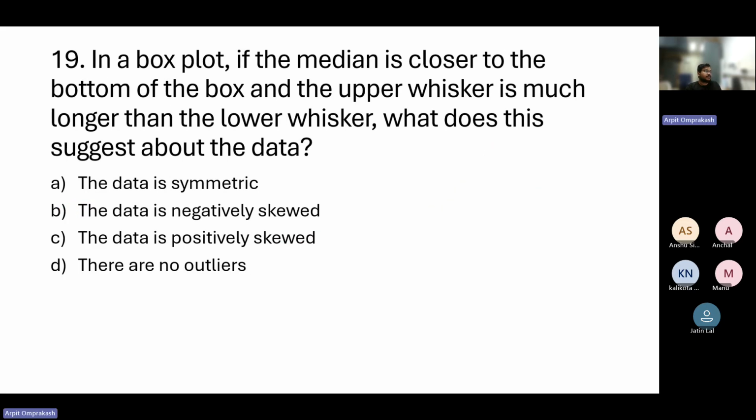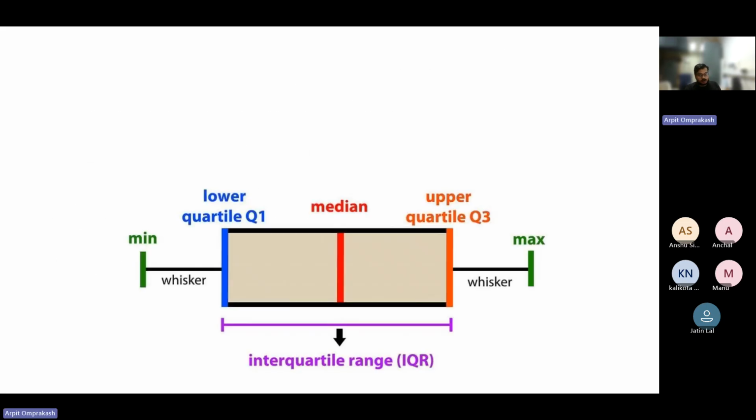In a box plot, if the median is closer to the bottom of the box and the upper whisker is much longer than the lower whisker, what does this suggest about the data? So before we answer this question, we'll talk about box plots. So this is rotated horizontally. So if you have to make it vertical, you have to rotate it this way so that the minimum is down and the maximum is up.